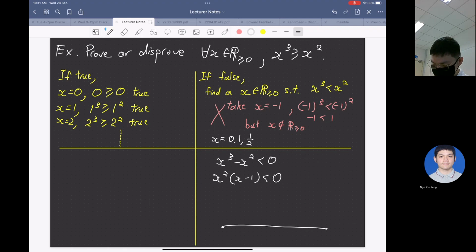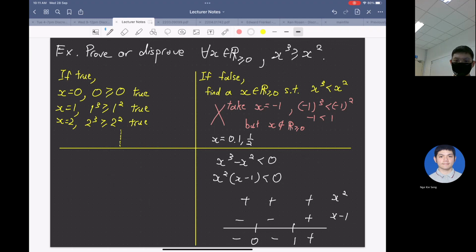And then you do what? The table thing. 0, 1, and then x minus 1, x squared. Plus, plus, plus, minus, minus, plus, minus, minus, plus. Remember this or not? So you need to have x in between 1 and 0 to give this. Right, remember? I also just learned this from my foundation classes.